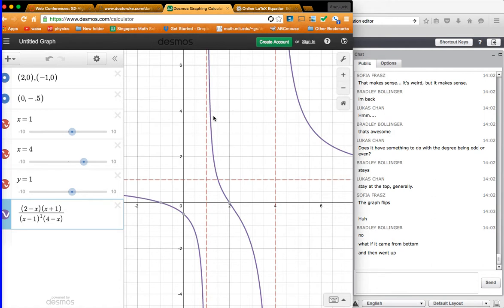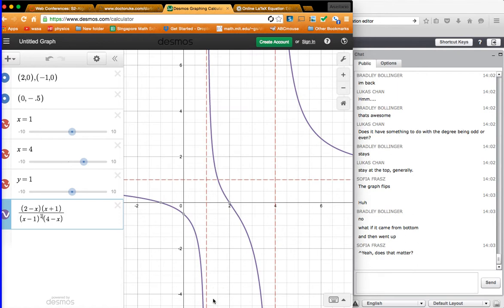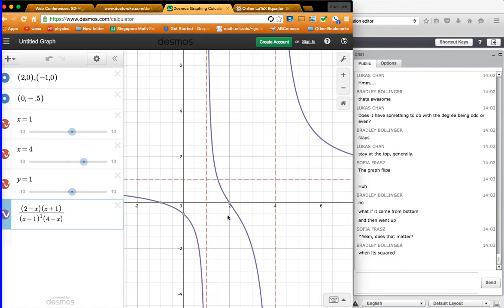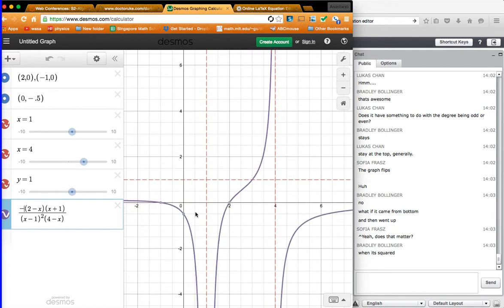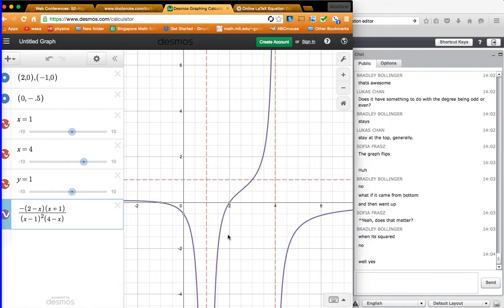Are we cool? Okay, and I think that what Bradley's asking is, well, what if it came from the denominator and went up? Or what if it went down and then came back up from the bottom over here? I think that maybe what you want is my graph to look something like this. Is that what you're saying, Bradley? Where it's going down to infinity and then coming up from infinity?